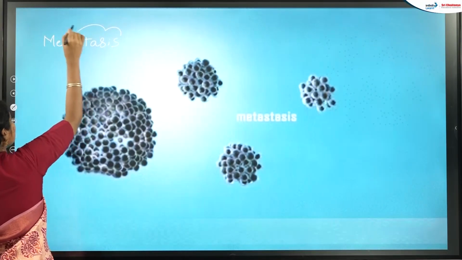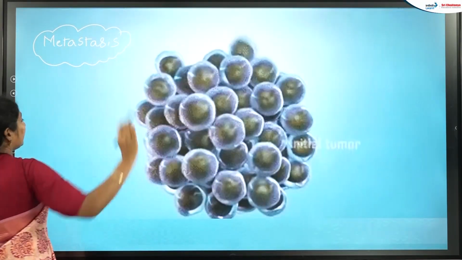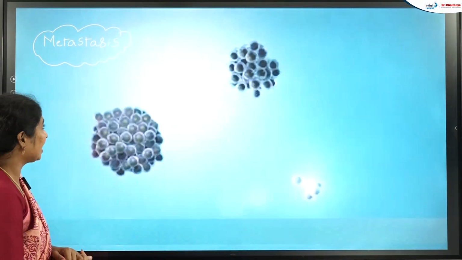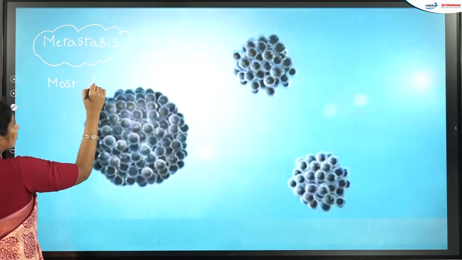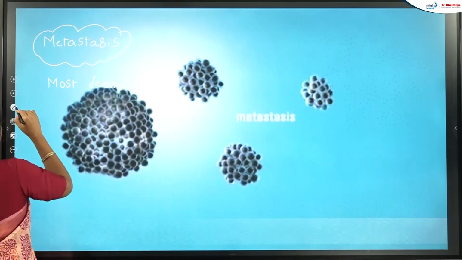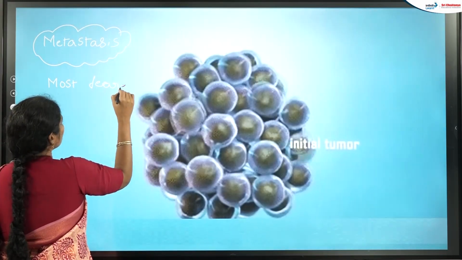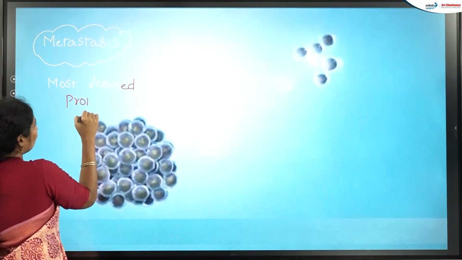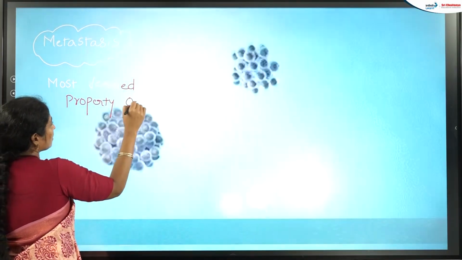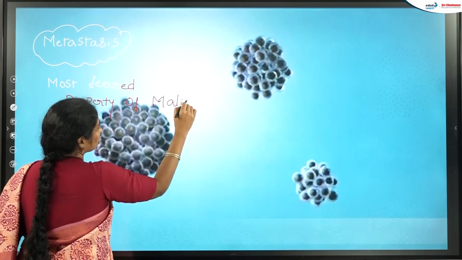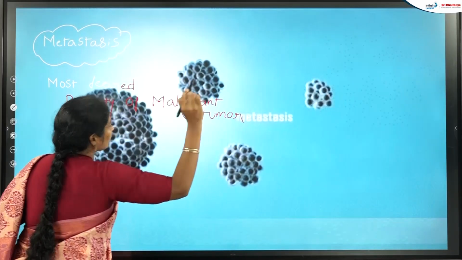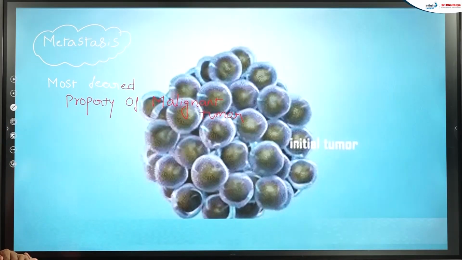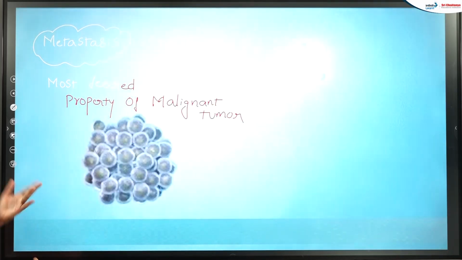Metastasis. Metastasis means the property of spreading of a tumor to other regions of the body. This metastasis is the most feared property of a malignant tumor. So we can observe metastasis especially in the case of malignant tumors.